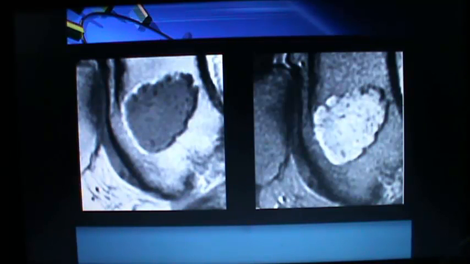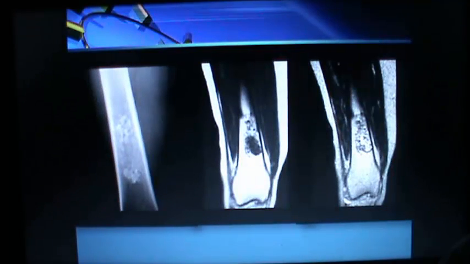MRI, the low intensity flecks represent the calcification. You agree with me that the lesions are evident, but their outline is not evident. And that is the problem. That's why any chondroma should be treated by removal for fear of it changing into a malignant process.